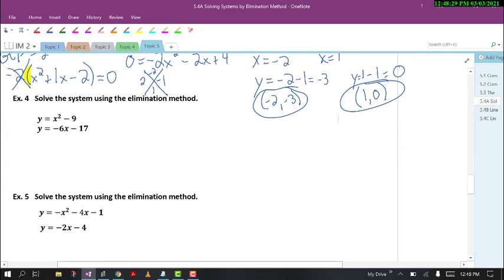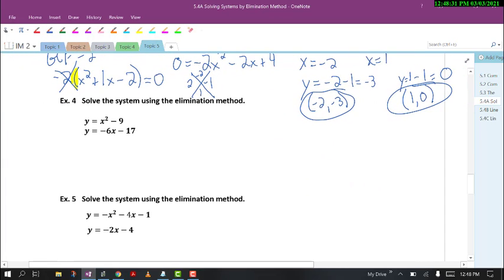So let's keep on moving. Let's go orange. Solve the system using elimination method. Again, same thing. I'm going to multiply the second equation by negative 1. So again, the y's cancel out, and I think that's easier.